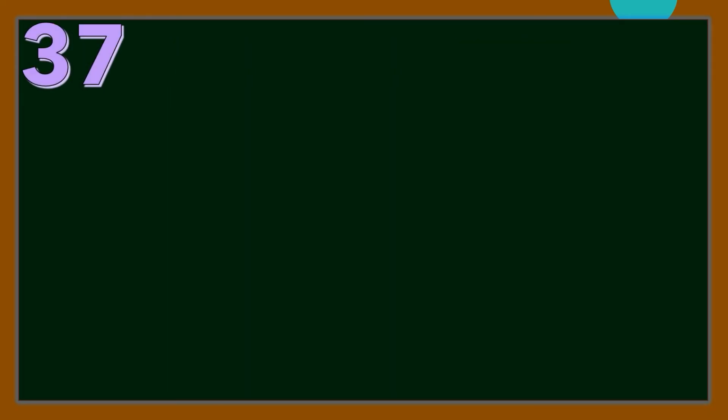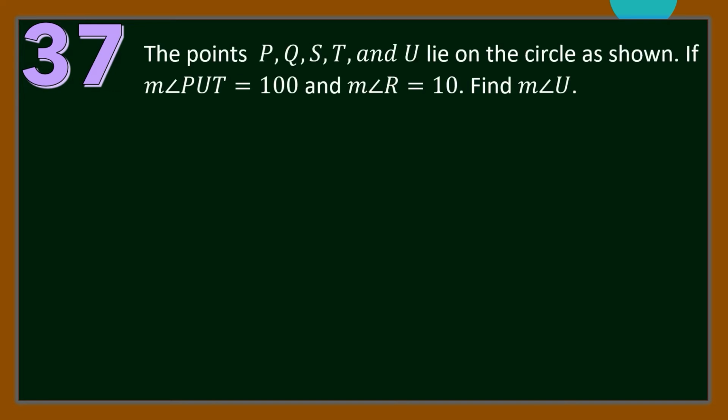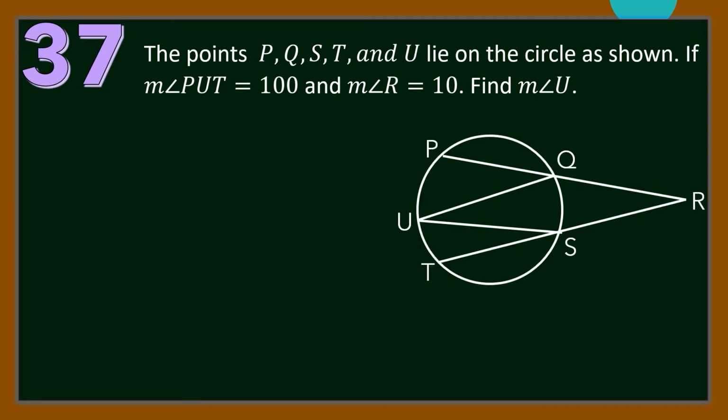Number 37. The points P, Q, S, T, and U lie on the circle as shown. If measure of angle PUT equals 100 and measure of angle R equals 10, find the measure of angle U. Here is our suggested solution.